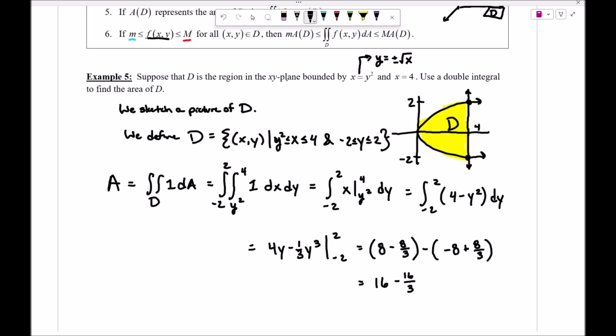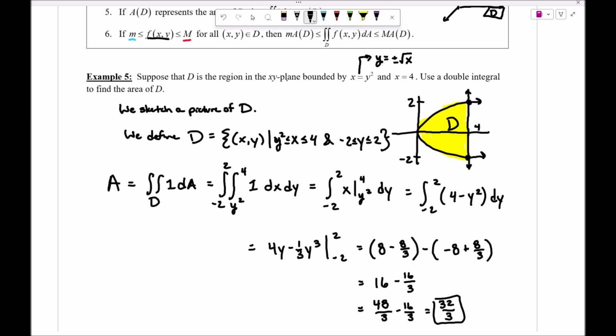So yeah, negative 16/3. 16 times 3 is going to be 48/3. Take away 16/3 should leave me with the final result of 32/3 as the total area of the region. So again, all we did here is we just did a double integral to calculate the area of a region.